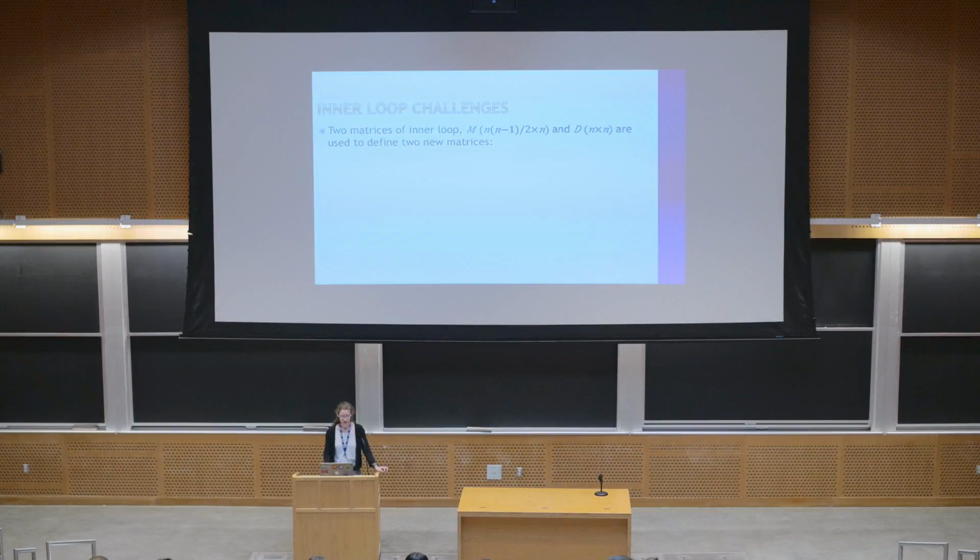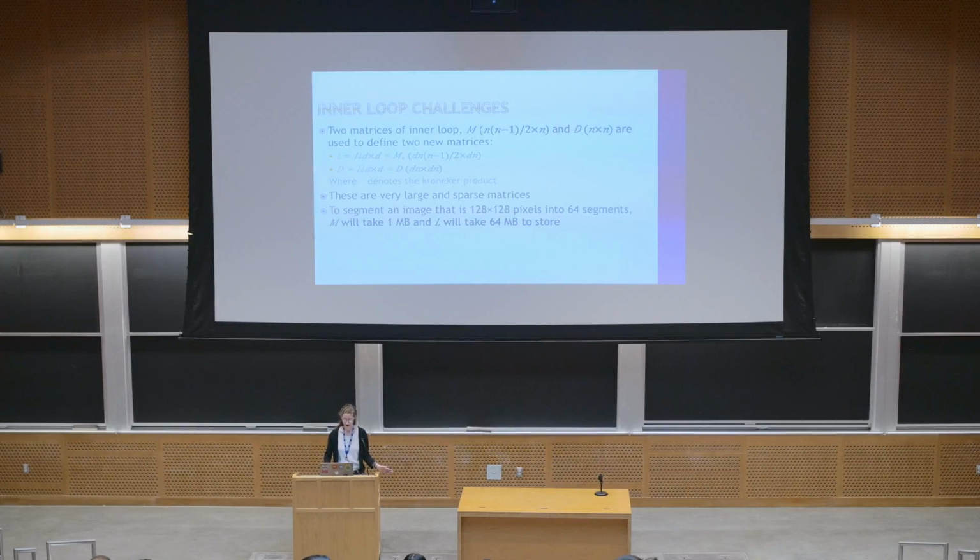There are two main challenges with the inner loop that we are trying to fix, and the inner loop involves two matrices, M and D, that are used to define two new, even larger matrices. One is called L, which is basically a giant matrix that has M matrices along the diagonal. So it's going to be very sparse and very large. And the other, D tilde, is the same concept, a very large matrix that has these D matrices along the diagonal.